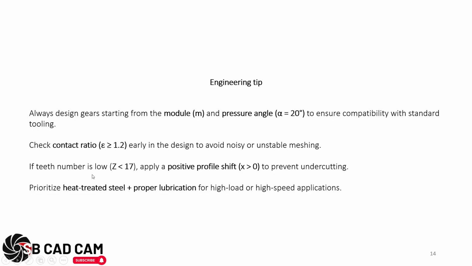If the teeth number is low, as in this example, apply a positive shift to prevent undercutting. Prioritize heat-treated steel and proper lubrication for high load or high speed applications, and try every time to use good lubrication. It will increase the life of your machine and your gears.